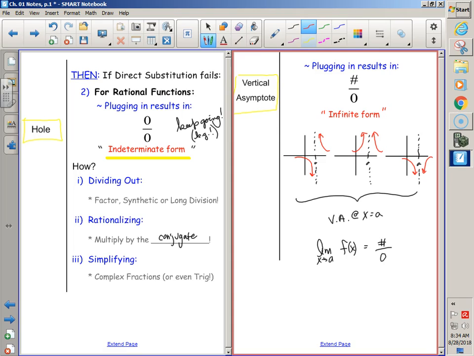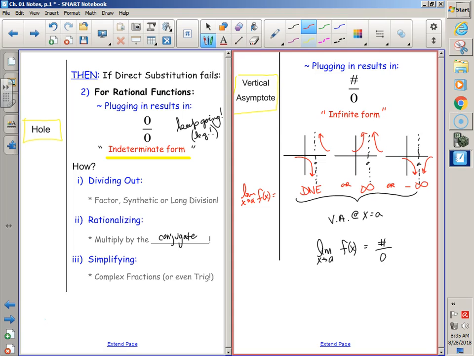So, when will the limit exist? These 3 cases. When they're in agreement. So either the limit as x approaches a of f of x would equal dne, or positive infinity, or negative infinity. Those are our options. That's it.